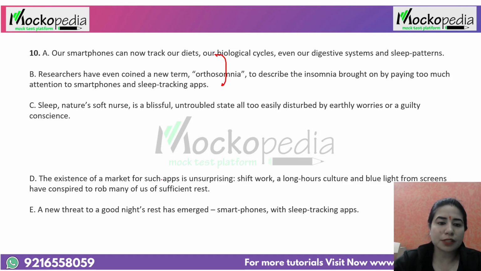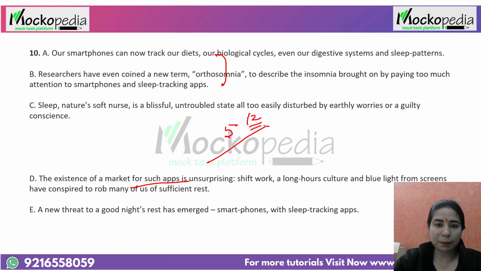The existence of a market for such apps is unsurprising. Shift work, long hours work culture and blue light from the screens have conspired to rob many of us of sufficient rest. That's actually the irony. A new threat to a good night's rest has emerged: smartphones with sleep tracking apps. So clearly, you can see E is a broader statement. So I can definitely reach to this that 5 will begin the discussion. And then 1 and 2, we have already established as a mandatory pair. And how this is a sleep tracking app, because a smartphone is having it, and this is disturbing a cycle. So 5 1 2 will go hand in hand, right?